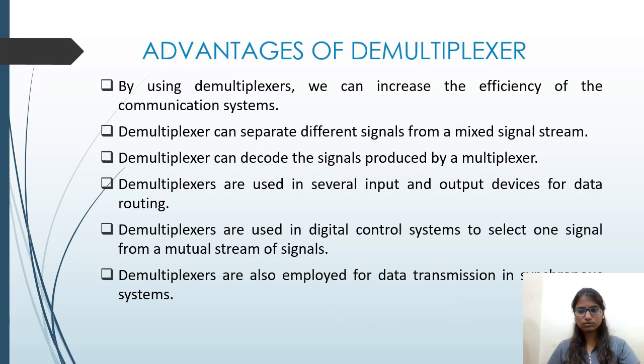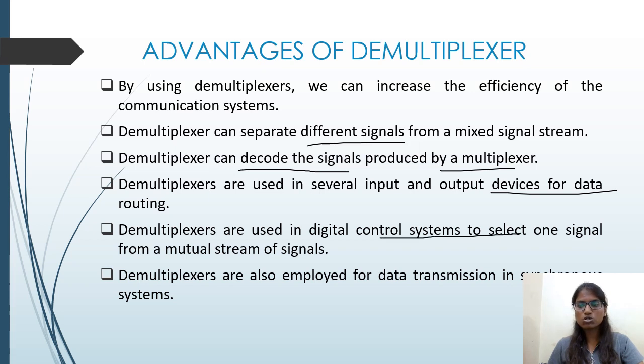The advantages of demultiplexers are, by using demultiplexers we can increase the efficiency of the communication system. Demultiplexers can separate different signals from a mixed signal stream. Demultiplexers can decode the signals produced by a multiplexer. Demultiplexers are used in several input and output devices for data routing. Demultiplexers are used in digital control systems to select one signal from a mutual stream of signals. Demultiplexers are employed for data transmission in secondary systems.